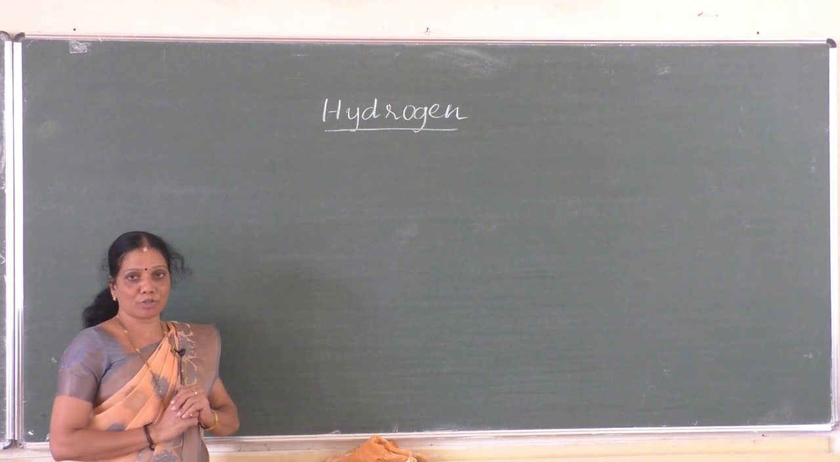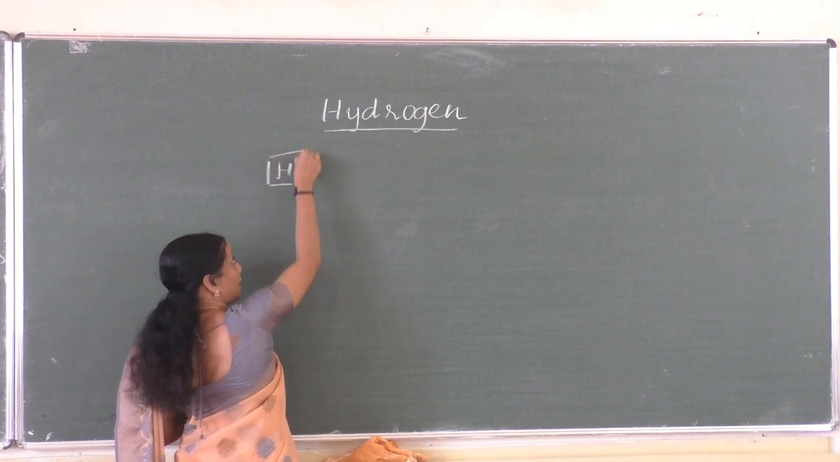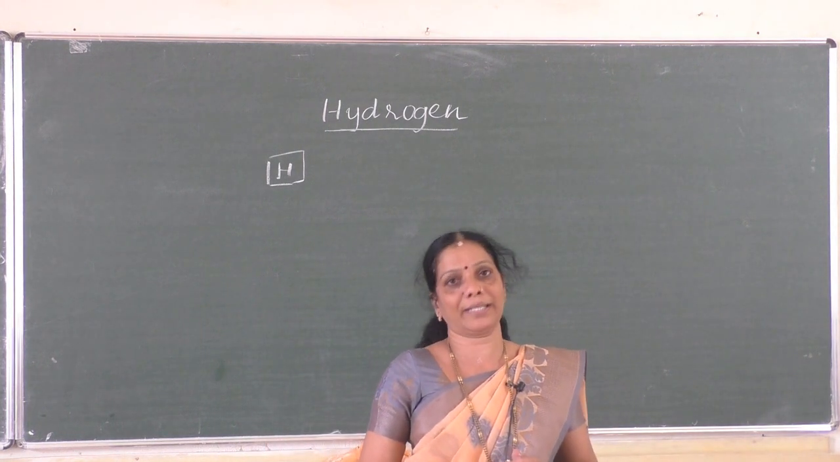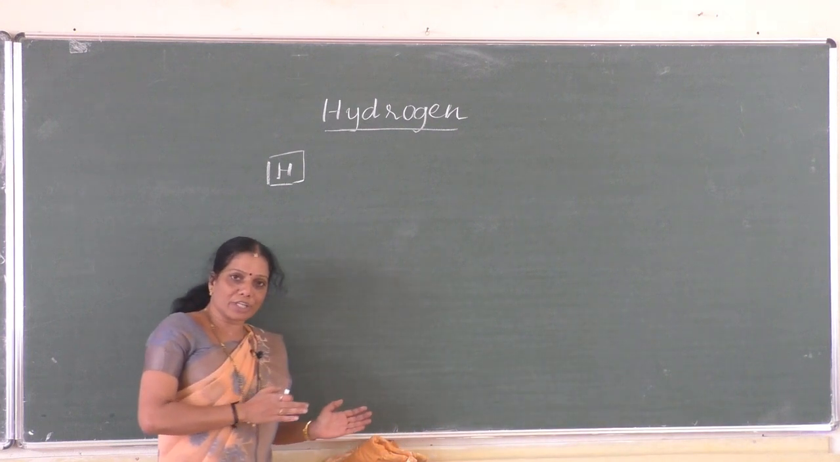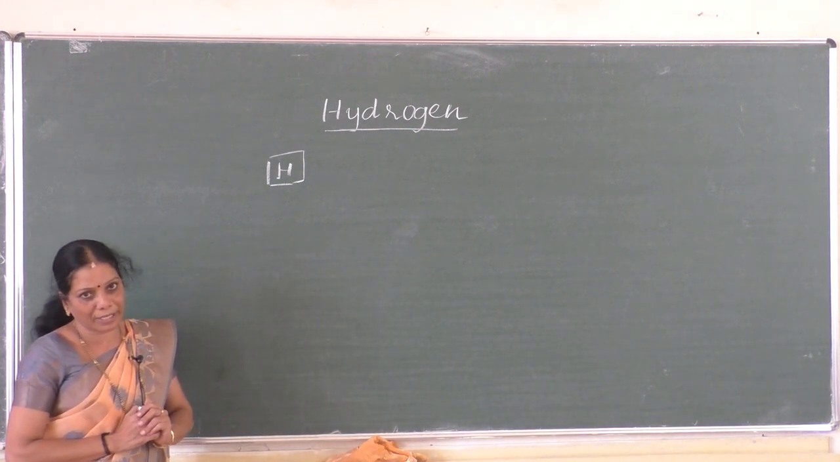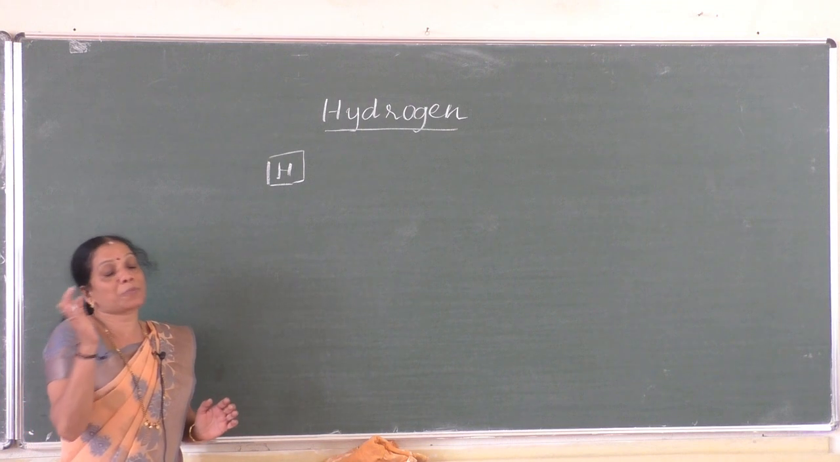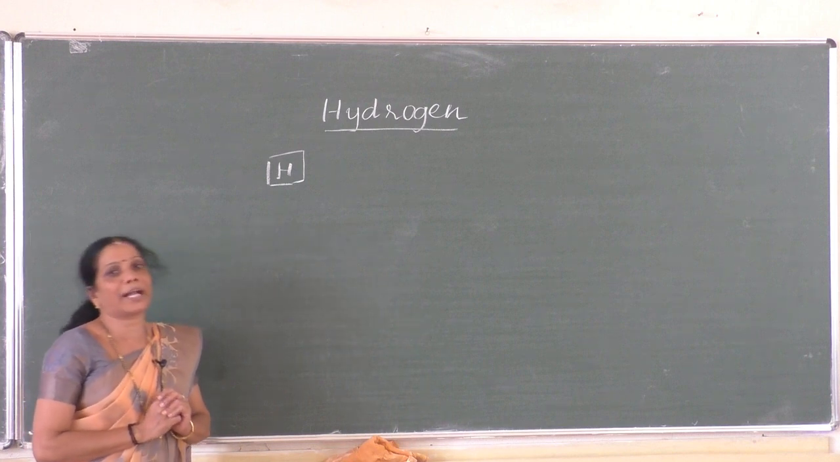Now if I consider hydrogen, we know that hydrogen is the first element in the periodic table. Even though it is the first element in the periodic table, it is not included in any of the groups. It is not included in the first group or any other groups of the periodic table. Now why does it have a special feature? Why is it placed separately in the periodic table even though it has a simple atomic structure?